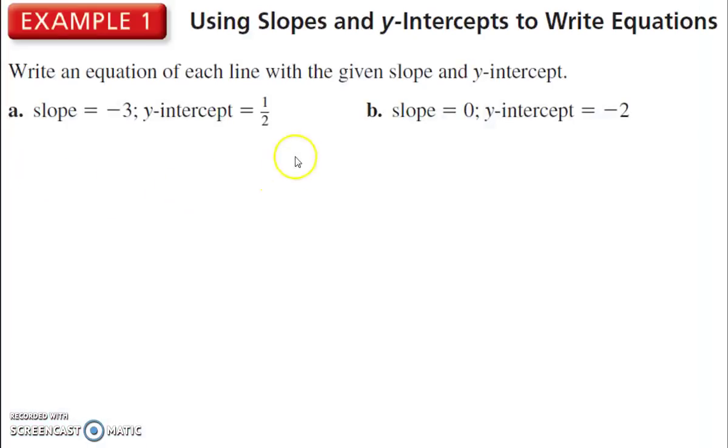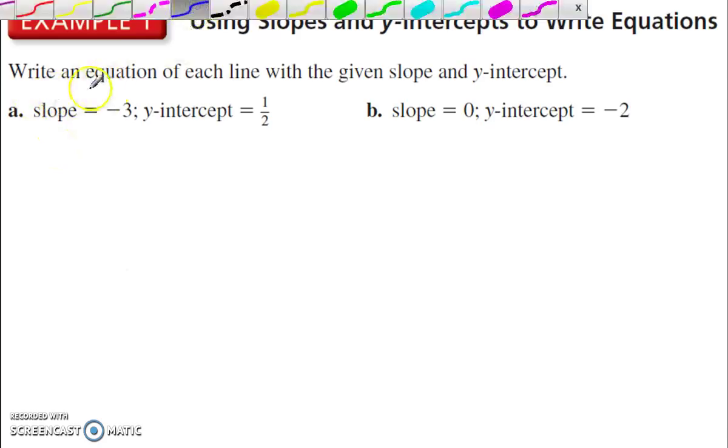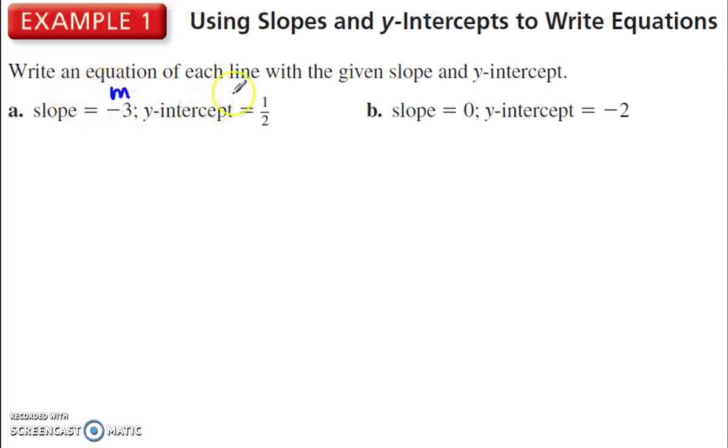Okay, now very easy if they give you slope and y-intercept to write an equation. Remember, slope is m, and y-intercept is b, and y equals mx plus b, so we have y equals negative 3x plus b is 1/2. There it is. It's that easy. All right, let's try another one.